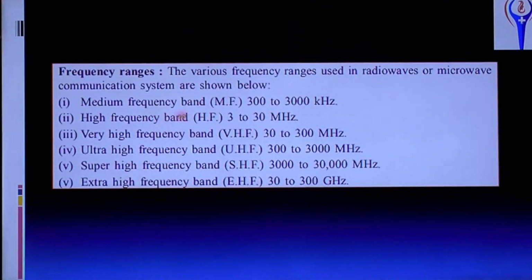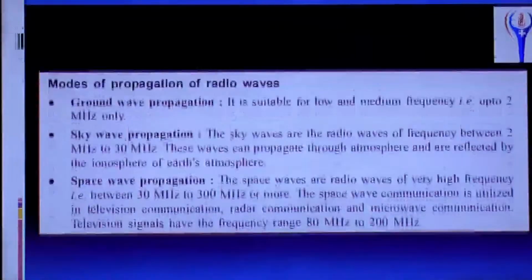Frequency ranges: medium frequency MF, 300 to 3000 kilohertz. HF, high frequency range, 3 to 30 megahertz. VHF, 30 to 300. UHF, 300 to 3000 megahertz. Super high frequency, 3000 to 30,000 megahertz. Extra high frequency, 30 to 300 gigahertz. Giga means how much? 10 power 9.